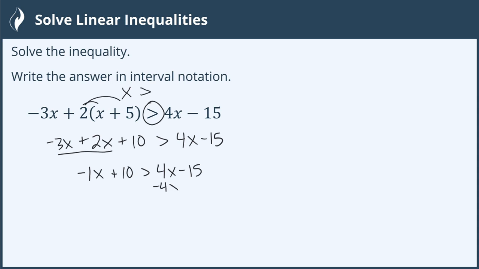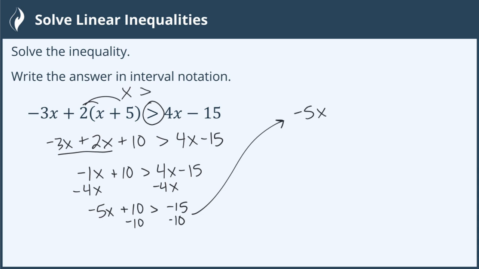Then I'm going to subtract 4x on both sides. So I have negative 5x plus 10 is greater than negative 15. And I want to move the 10 to the other side so I can get x by itself. I'm going to come up here and finish this. So I've got negative 5x is greater than negative 25.